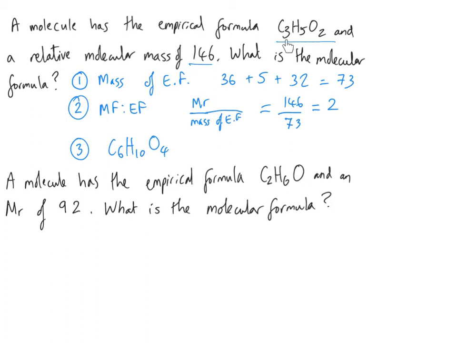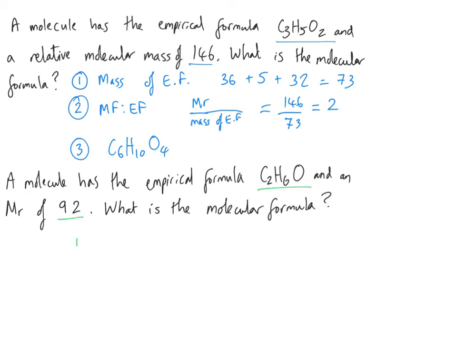We're simply doubling 3 to get 6, doubling 5 to get 10, doubling 2 to get 4. If we have a look at this second example, a molecule has an empirical formula C2H6O and an MR of 92. What's the molecular formula?